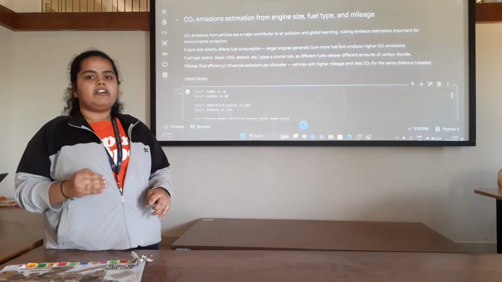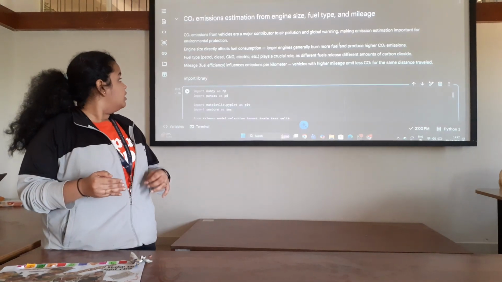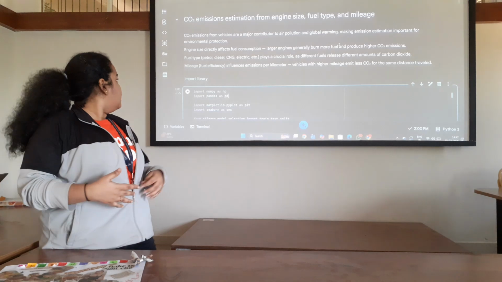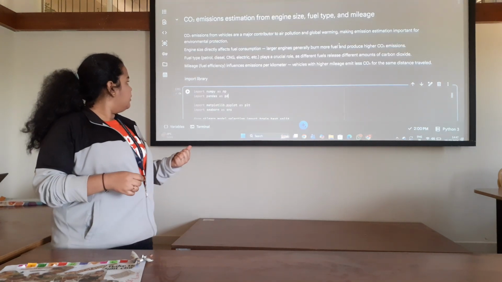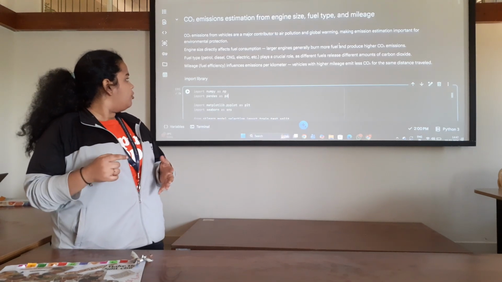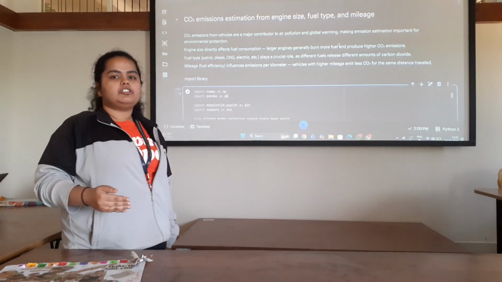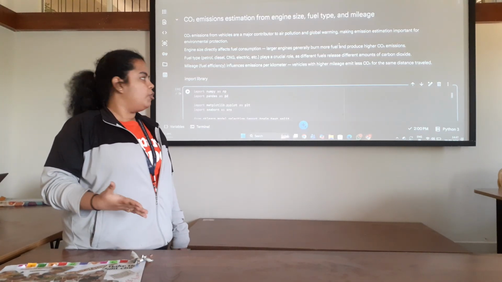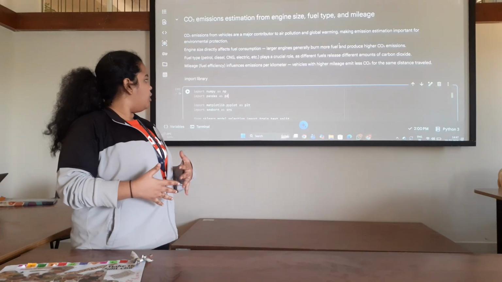Engine size directly affects fuel consumption. Generally, if the engine is bigger, more fuel will burn. Fuel type also plays a crucial role, as different fuels release different amounts of carbon dioxide. Diesel releases less, petrol releases more. Like that, each fuel releases a different amount of carbon emissions.